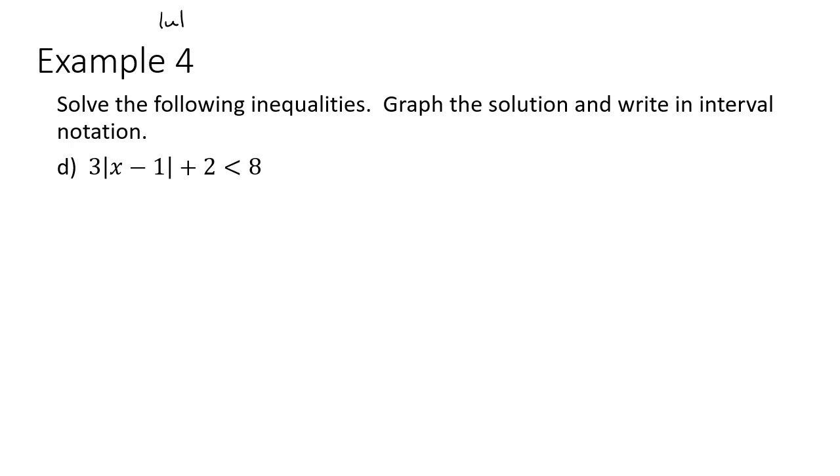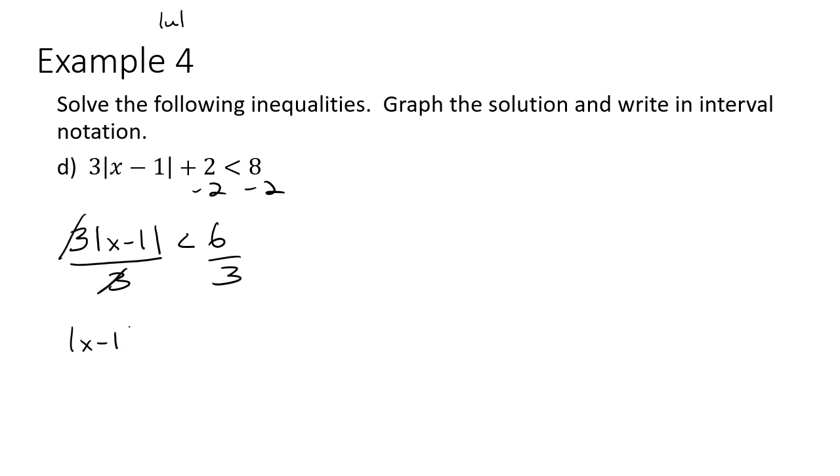All right, so if I want to get the absolute value by itself, I'm going to start by subtracting 2, which would give me 3 times the absolute value of x minus 1 is less than 6. And if I divide that coefficient of 3 away, we've got the absolute value of x minus 1 is less than 2. Distance less than 2. Closer than 2. And you know what? Just for the sake of variety, this time around, let's make this entire problem or equal to.